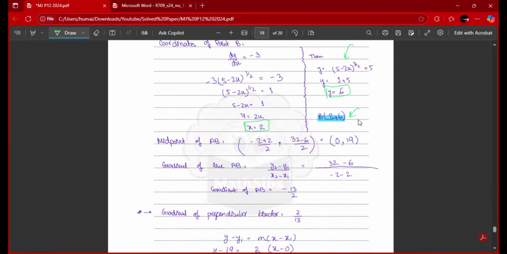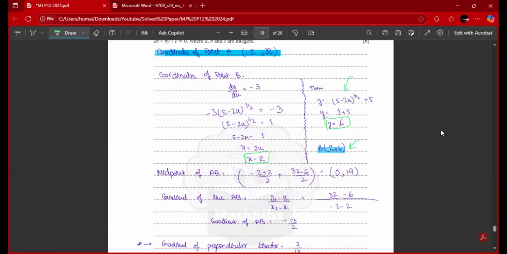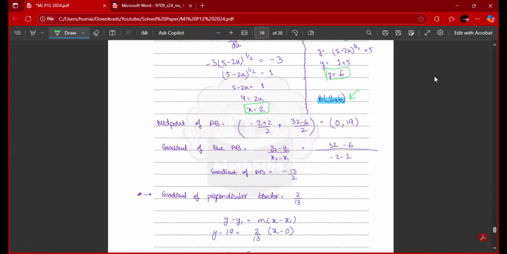And we get the coordinates of point B. Now, what do we need? We need the equation of the perpendicular bisector. And to find the equation of the perpendicular bisector between 2 points, we need the midpoint and we need the gradient. The points x1 and y1 are usually the midpoint that we use.